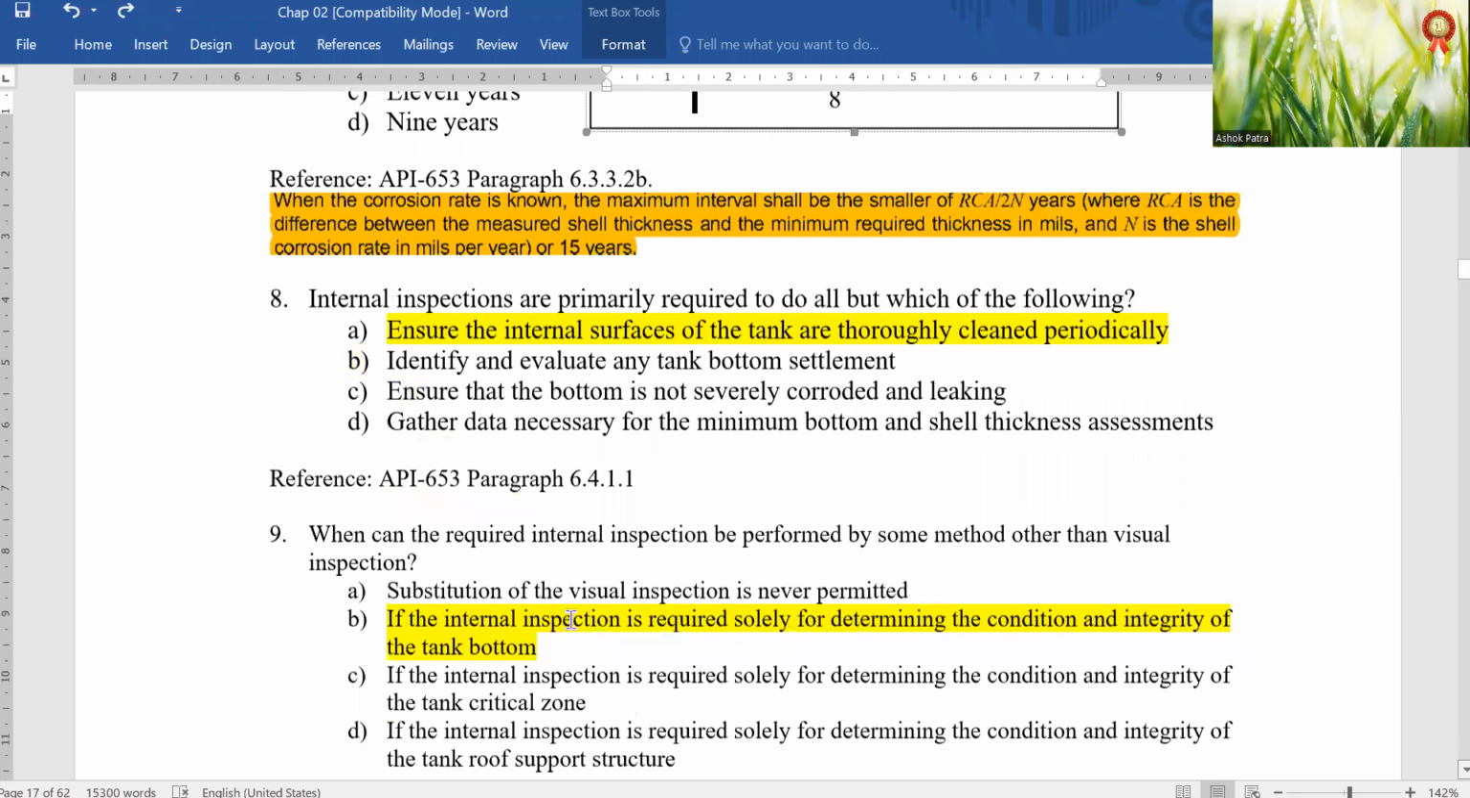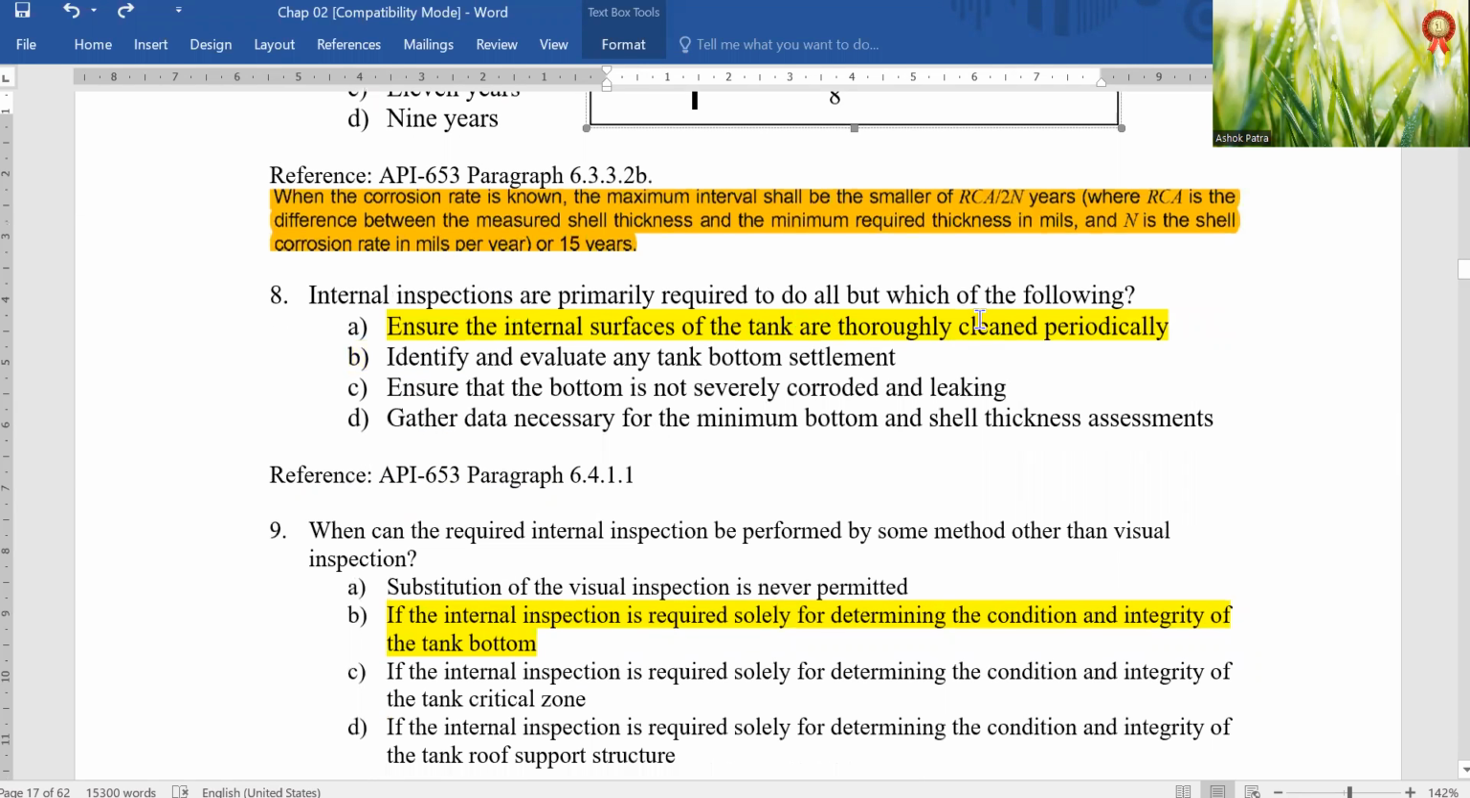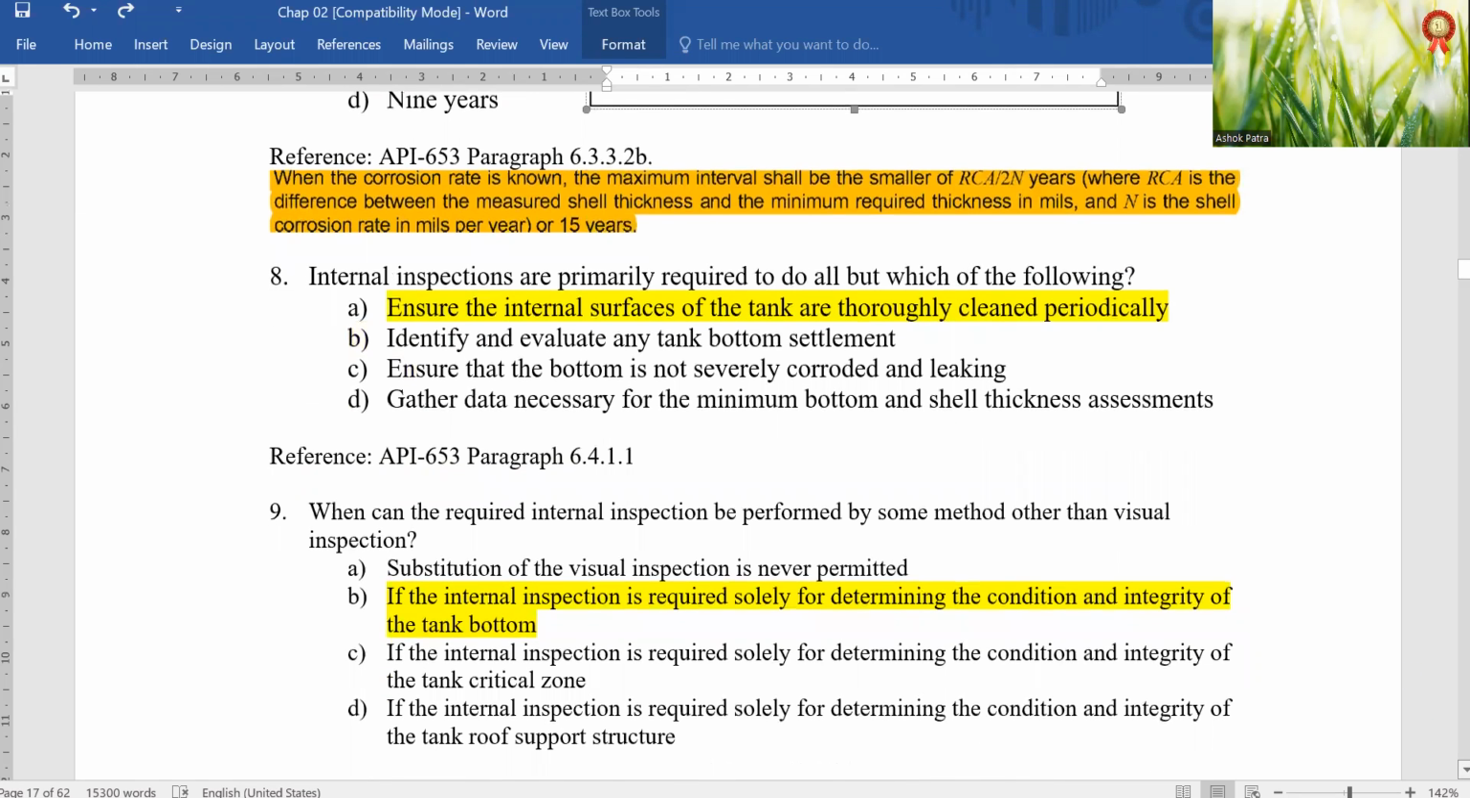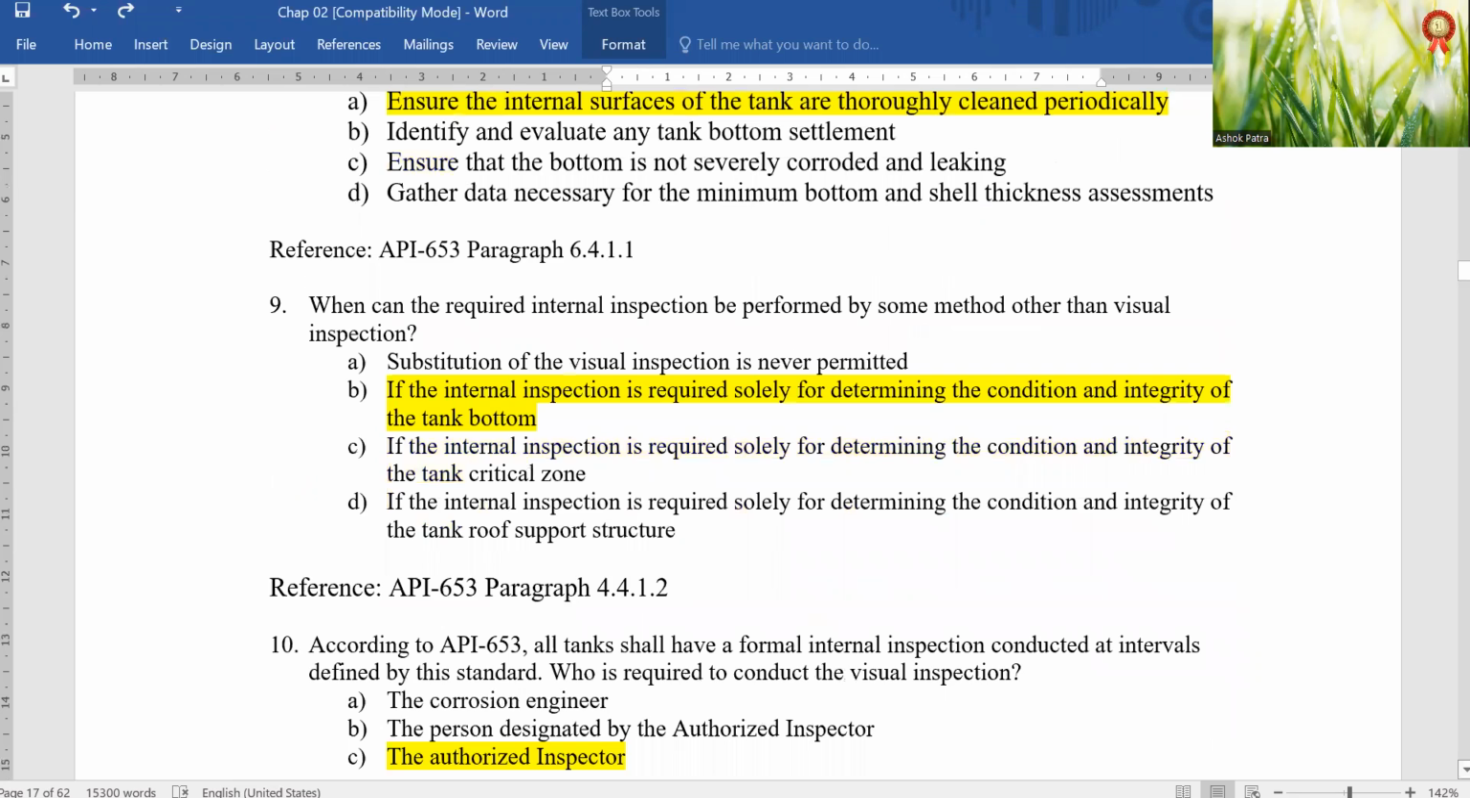Next inspection. Internal inspections are primarily required to do all but which of the following? Ensure the internal surfaces of the tank are thoroughly cleaned periodically. When can required internal inspection be performed by some method other than visual inspection? The internal inspection is required solely for determining the condition and integrity of the tank bottom. Then you can do it.